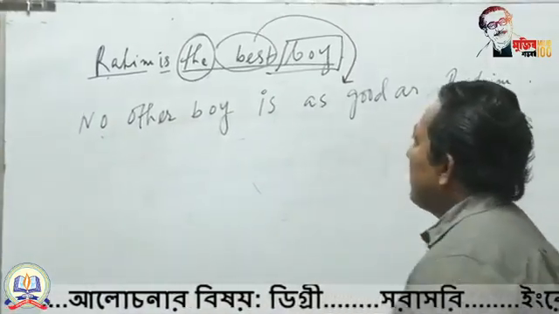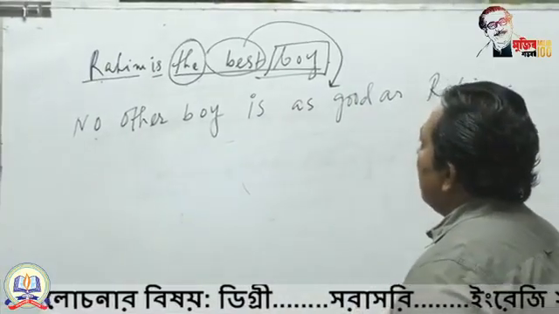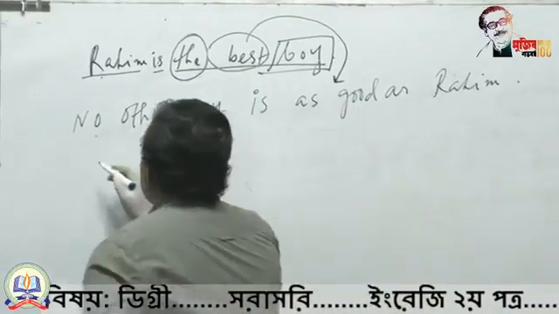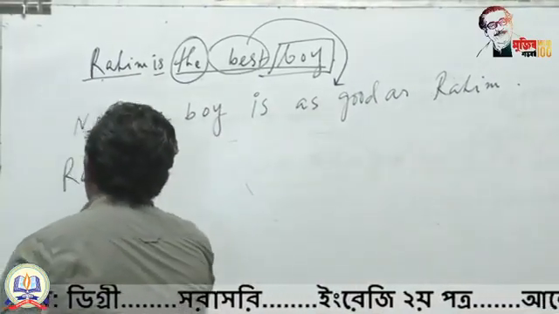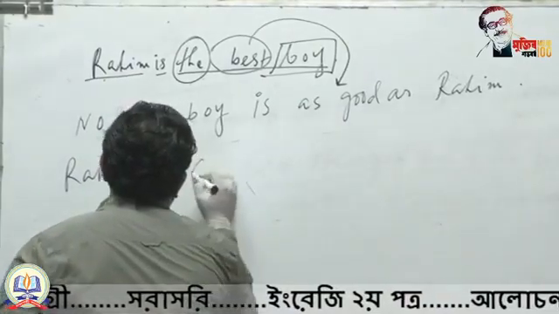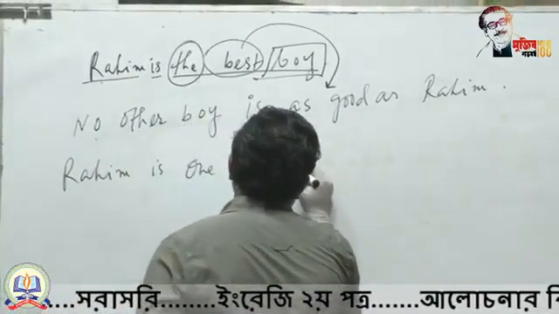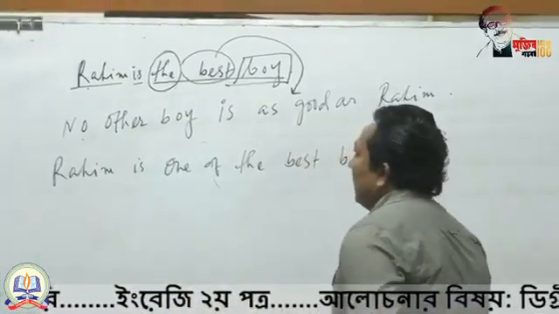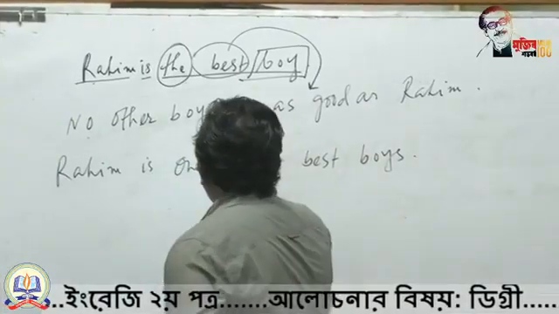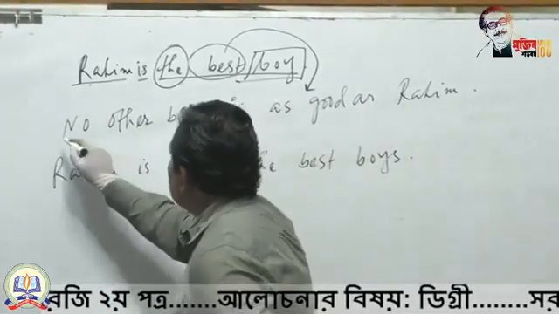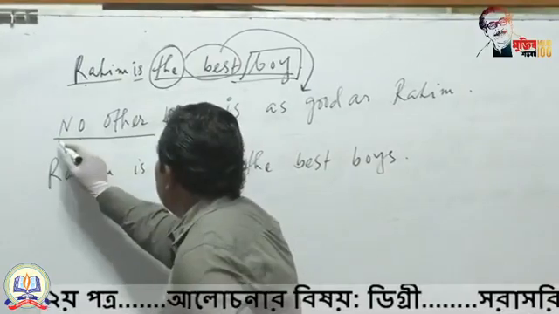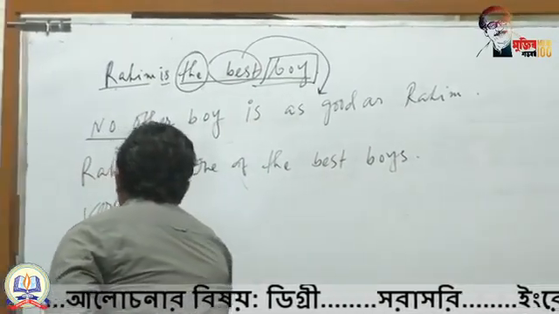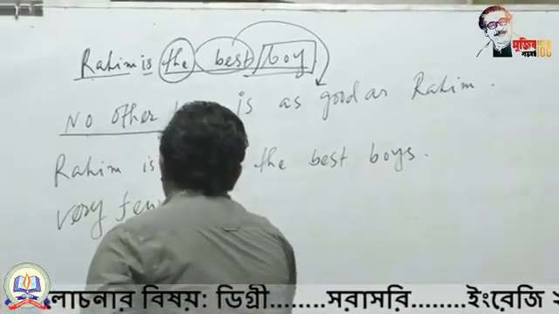In this way, you have to make positive form. If you find the superlative form, it started with "the." And if it started with "one of the," like Rohim is one of the best boys, then all the parts will be the same, but you have to use here "very few," not "no other." Very few boys.